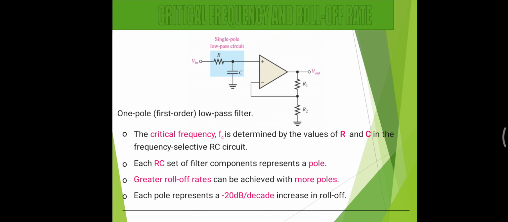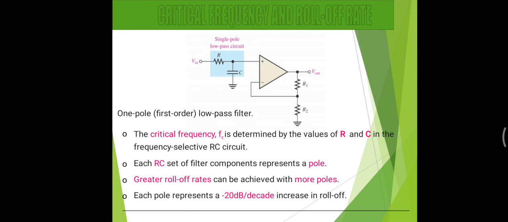If we come to the next slide, critical frequency and roll off rate: the critical frequency is determined by the values of R and C in the frequency selective RC circuit. If we look at the low pass active filter, there is one op amp, and the input is given to the non-inverting terminal, and the feedback output is given to the inverting terminal. In this we give a resistance and capacitance circuit to the non-inverting input. From that we can find the critical frequency.